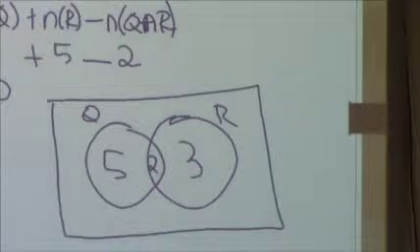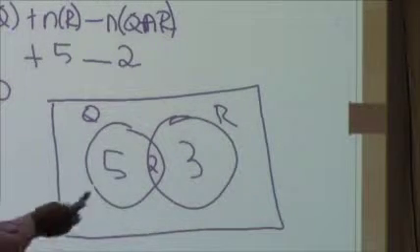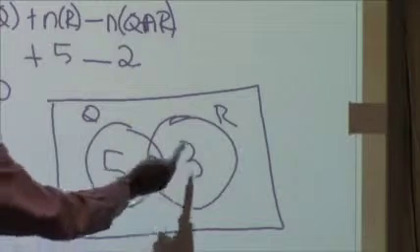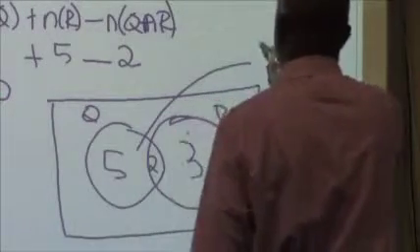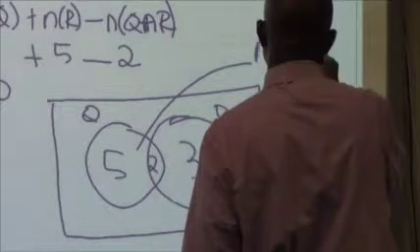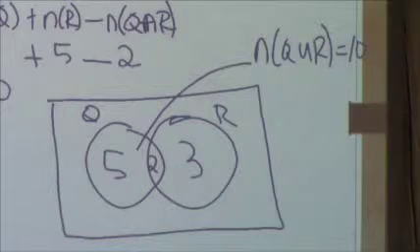So how do we find the union? This is the entire union. Everything in these two shaded regions is the union. So we can add it up. 5 plus 2 is 7, plus 3 is 10. So again, we see that the number of elements in Q union R is equal to 10. Whether we do it by the diagram or by the formula, we still get the same thing.